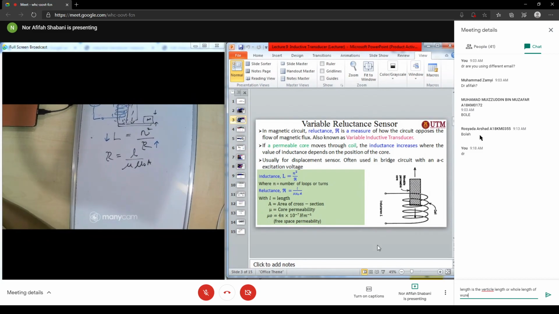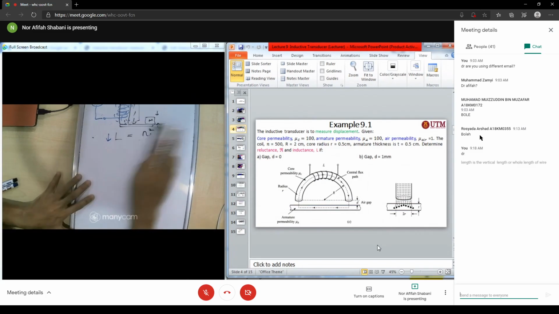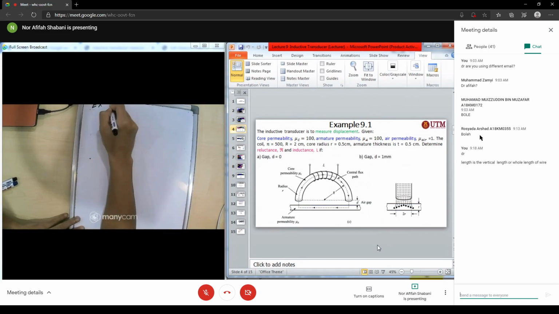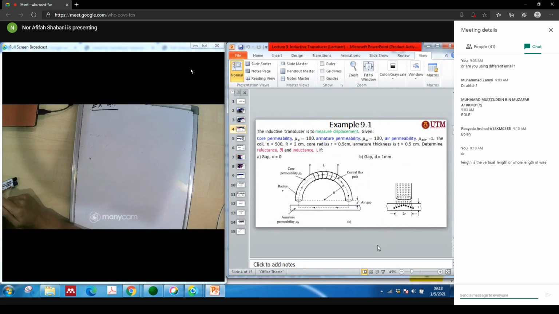Okay, let's look at example 9.1 here. The inductive transducer is used to measure the displacement. Given the core permeability mu C equal to 100. If you look at this one, this is the coil, and then you have the core permeability, so we have mu C here.